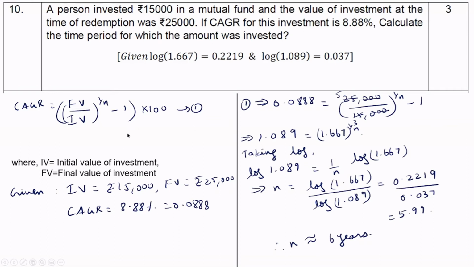So for writing the formula, 1 mark, and then substituting the values up to this step carries 1 mark, and the final answer 1 mark.